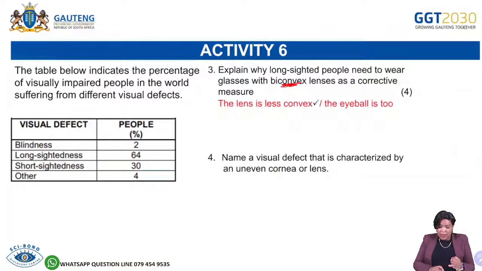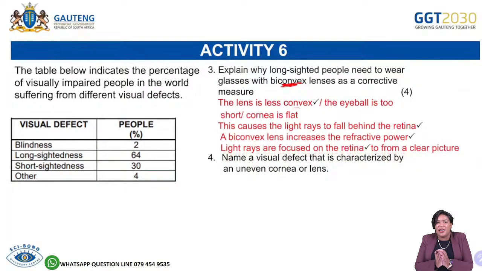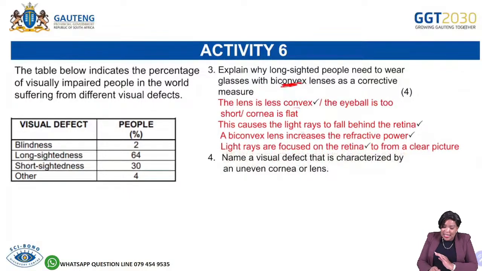Their own problem is that the lens is less convex, or sometimes the eyeball is too short or the cornea is flat. So these people have a problem. That problem causes the light rays to fall behind the retina. And remember, for an image to form, the light rays must fall where? On the retina. So if it falls behind the retina, the image is not going to be formed.